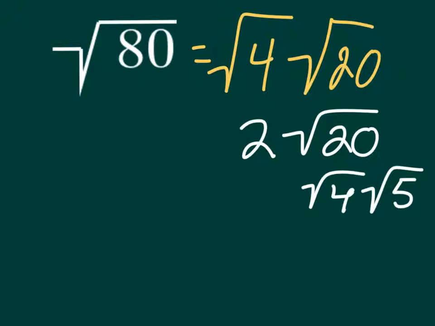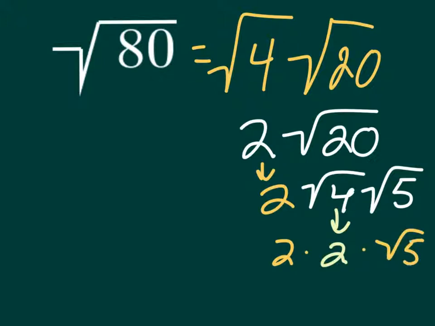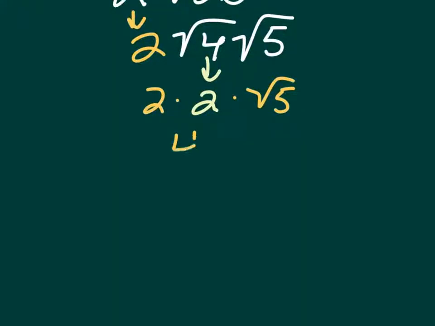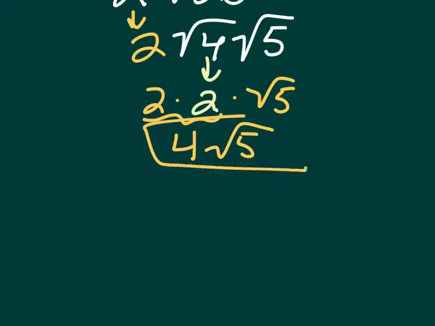So, I would bring this 2 down, and I would have 2 times square root of 4 times square root of 5. The square root of 4 becomes 2. And now I already have a 2, so it's 2 times 2 times the square root of 5, and 2 times 2 is going to make 4 here together, and I still have root 5 left over. So I will arrive at the same answer, just with fewer steps if you pick the biggest perfect square.